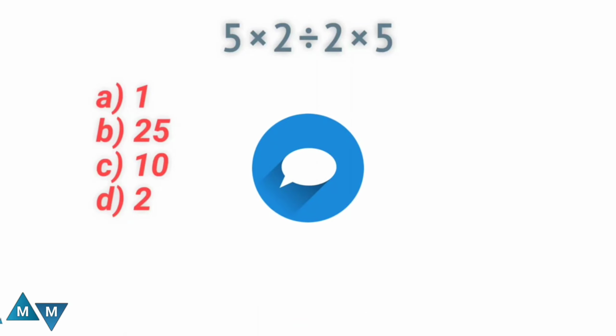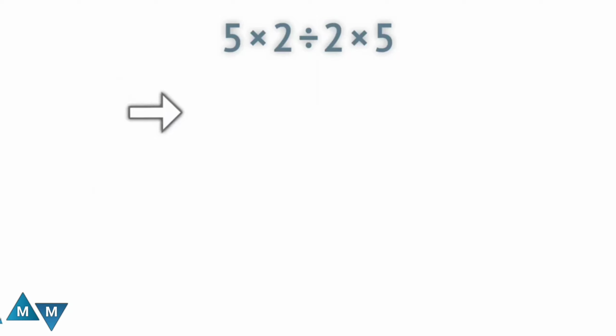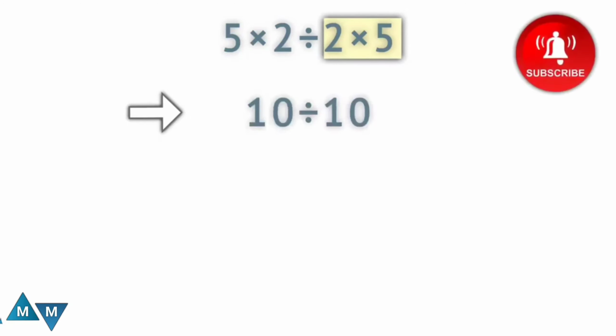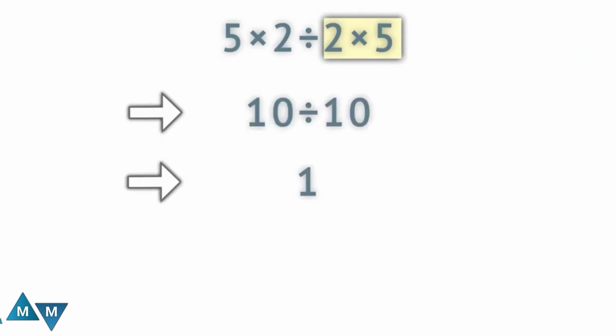We've seen a lot of people do it in the following way. Look at 5 times 2, it is 10, right? It's going to be 10. This 2 times 5 also gives 10, right? It's going to be 10 divided by 10, which equals 1. So the answer in this case will be 1. Wrong. This is the wrong way for us to solve it. Let's find the correct answer.